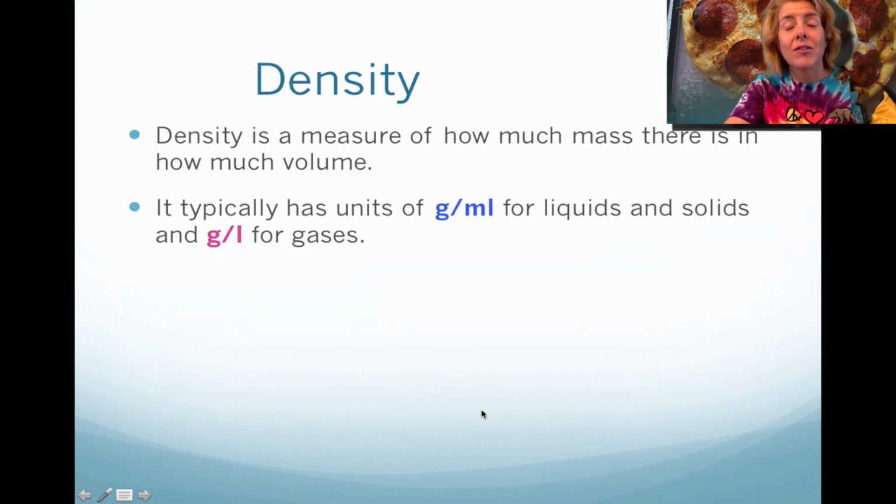Okay, density is actually a derived unit, and the reason why it's derived is you have to take two units and divide them. Here we are typically looking at grams per milliliter, so we could measure the mass of a substance and then measure the volume and just divide the two, and that's how we get density.